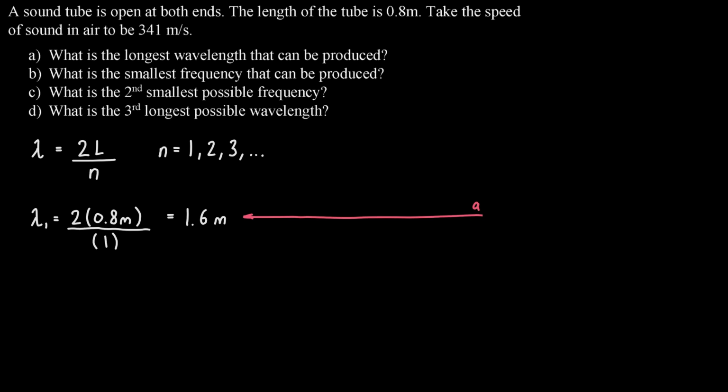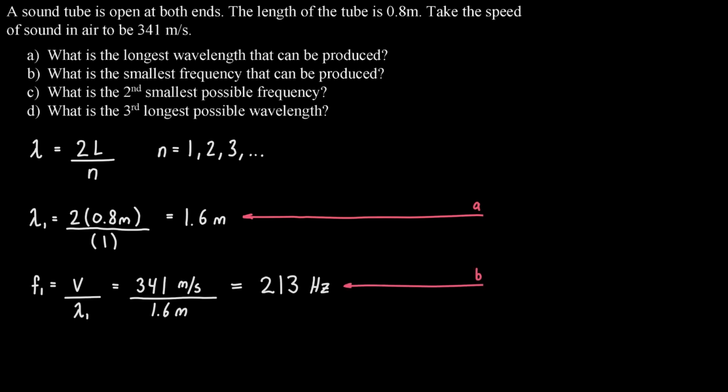Now for part B, if we want the smallest frequency, we already know what the wavelength is when n is equal to 1, so now we can just use that with our new speed of sound of 341. Plug in that, and we get 213 hertz.